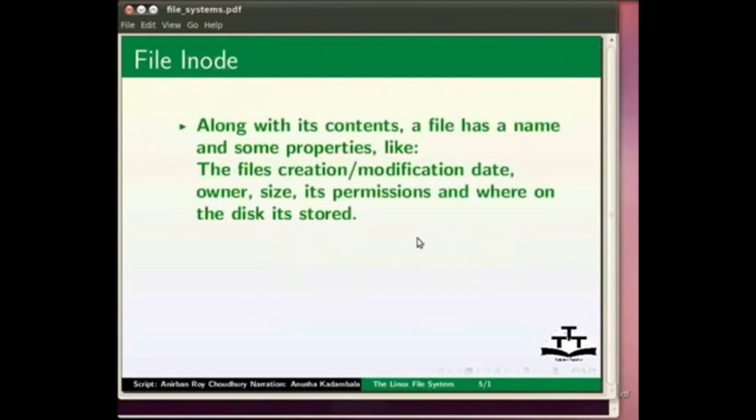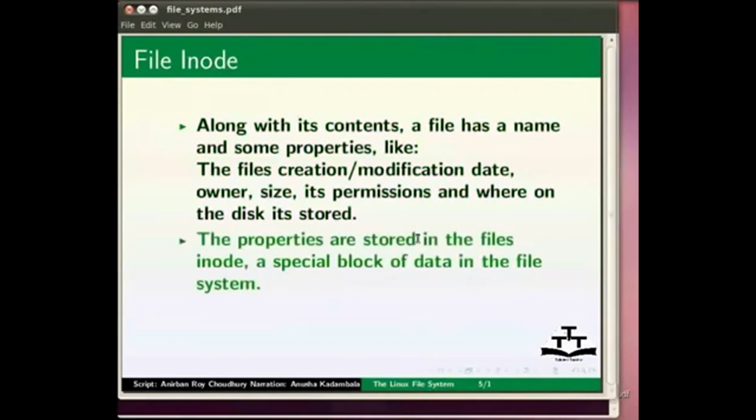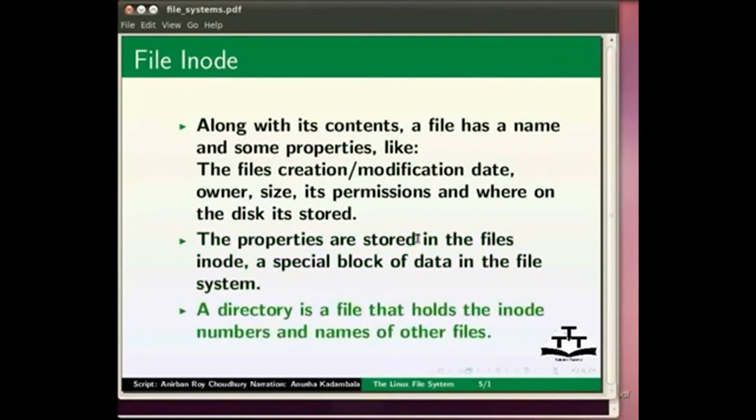As well as what it contains, a file has a name and some properties or administrative information, that is, the file's creation or modification date and its permission. The properties are stored in the file's inode, a special block of data in the file system that also contains the length of the file and where on the disk it is stored. The system uses the number of the file's inode. The directory structure just names that file for our benefit, as it's easier for us to remember names than larger numbers.